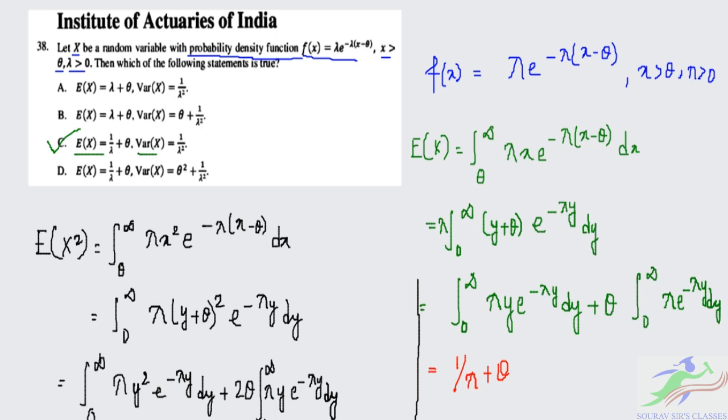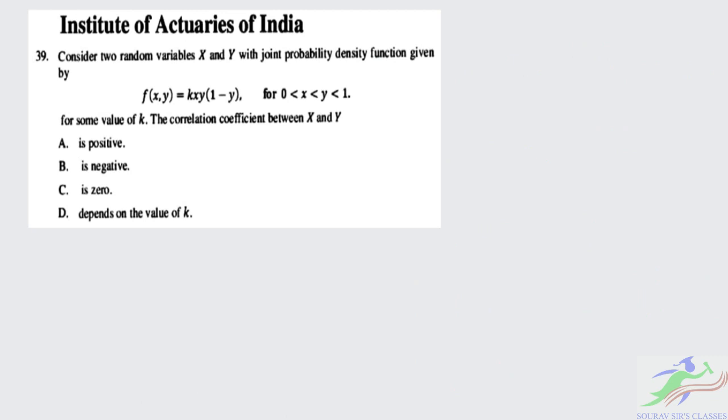Okay, now let's move to the next question, that is question number 39. Consider two random variables x and y with joint probability density function given by f of x, y equals k x y (1 minus y) for x and y both in the range 0 to 1, for some value of k. So the correlation coefficient between x and y, you have to find this.